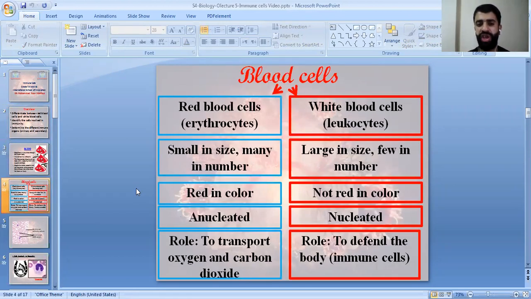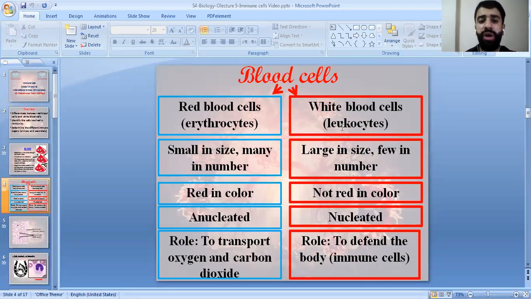This table is the differentiation between the red blood cells, which are called erythrocytes, and the white blood cells, which are called leukocytes. Red blood cells are small in size and high in number. The white blood cells are the opposite. They are large in size while they are few in number. Red blood cells are red in color, whereas the white blood cells are not red in color.